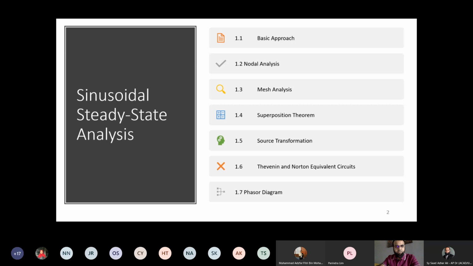As you can see, the basic approach, nodal analysis, mesh analysis, superposition theorem, source transformation, Thevenin and Norton circuits, and phasor diagrams will be discussed in this session. And once again, it's a good review for all those who want to get a refresher for circuit theory.